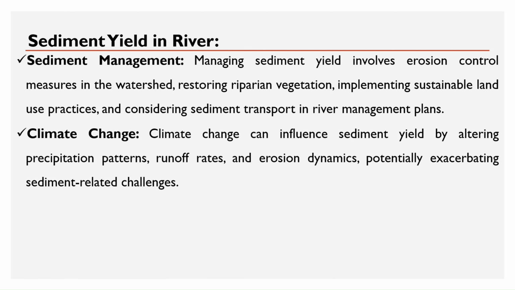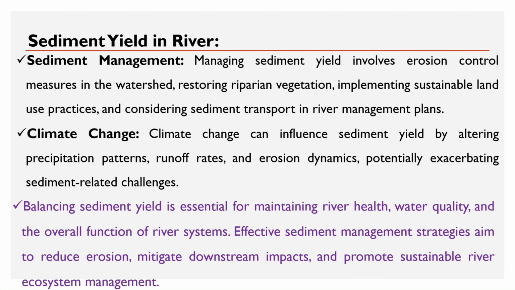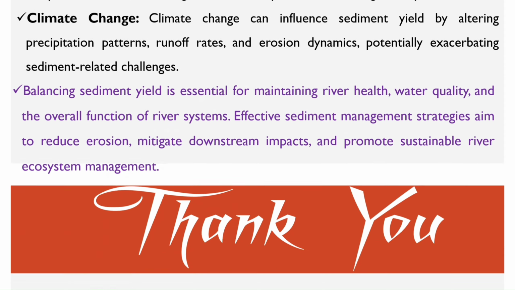Climate change. This can influence sediment yield by altering precipitation patterns, runoff rates, and erosion dynamics, potentially exacerbating sediment-related challenges. Balancing sediment yield is essential for maintaining river health, water quality, and the overall function of river systems. Effective sediment management strategies aim to reduce erosion, mitigate downstream impacts, and promote sustainable river ecosystem management.